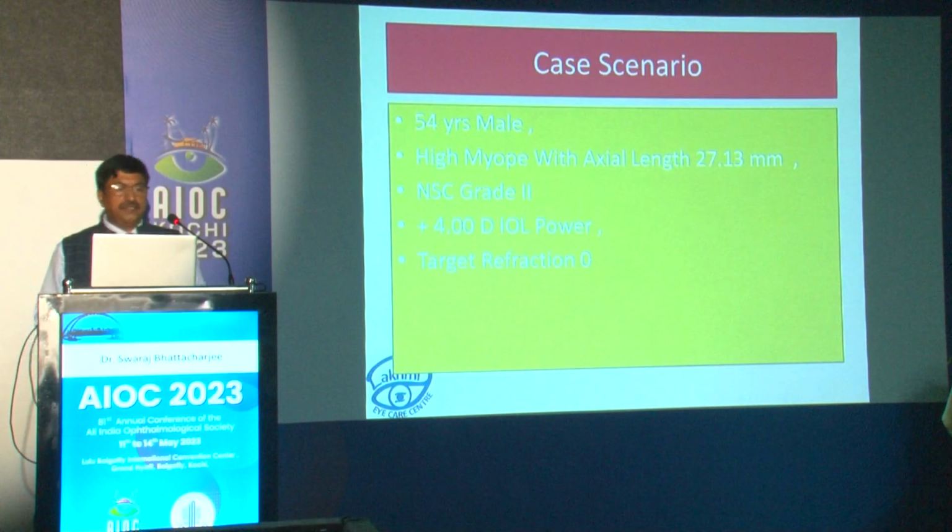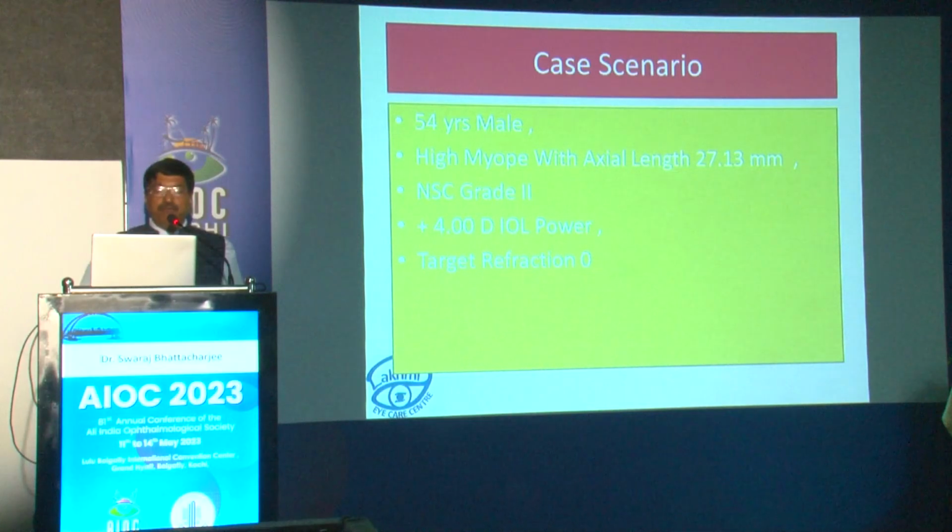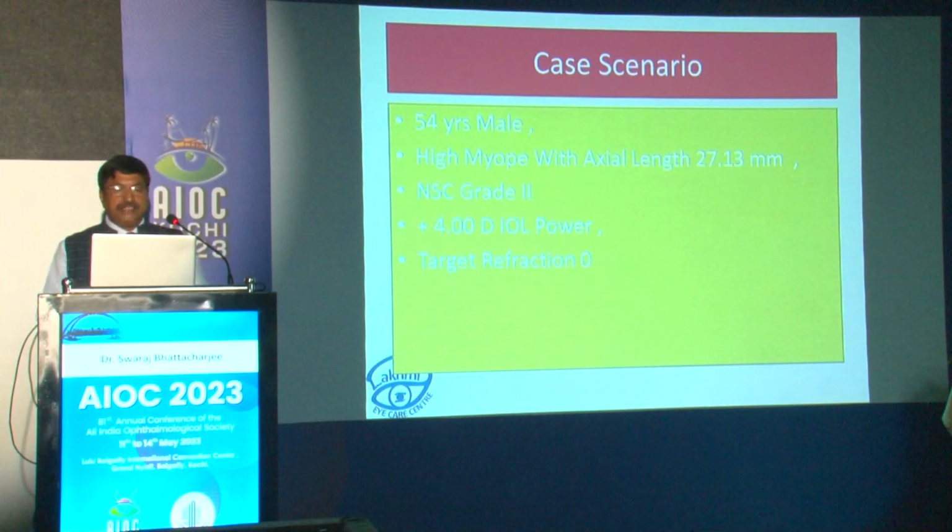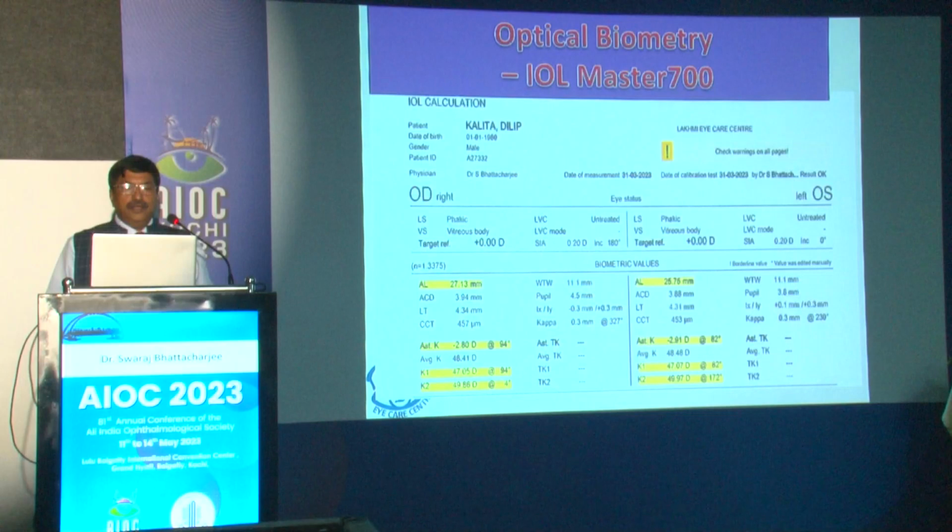I would like to discuss a case of a 54-year-old male, a high myope with an axial length of 27.13 millimeters, NS grade 2. IOL power came out to be +4 with a target refraction of 0. While doing the optical biometry with the IOL Master 700, we could see the axial length very nicely, 27.13. It was NS2, so it was coming very comfortably.